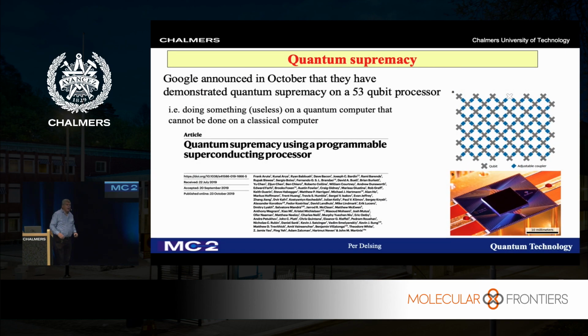So in October, just 2 months ago, Google announced that they had reached something called quantum supremacy. How many of you have heard about that? Okay, quite many of you. Good. They had made a quantum computer out of 53 qubits, and they used superconducting qubits.